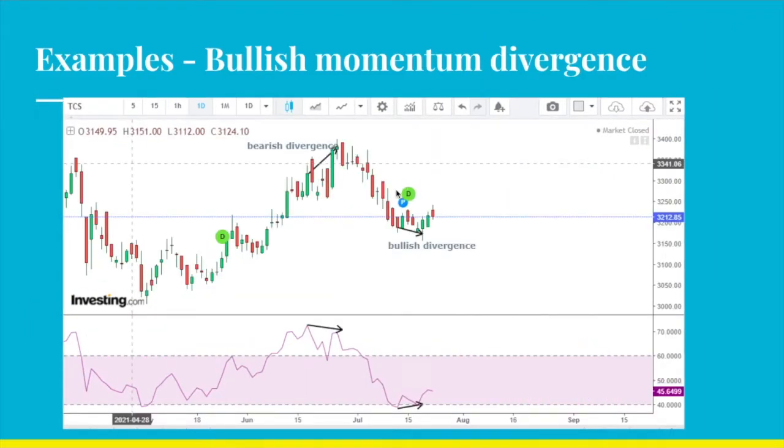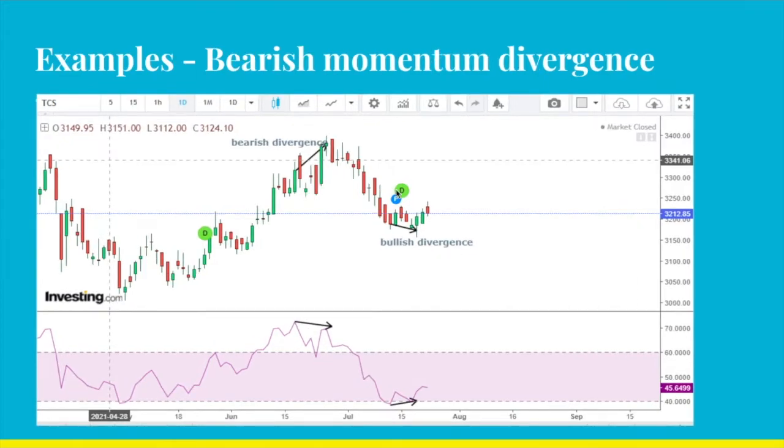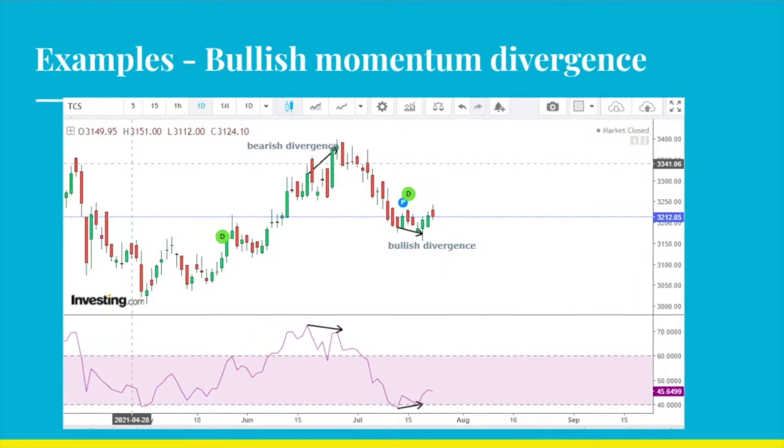Here is another example of a bullish divergence. This is TCS. In this example you have both of them. On the top is bearish, so in the bottom we'll see the bullish first. Here you can see that the price of TCS is coming down. At the same time, the momentum RSI indicator is showing that it is moving up. That means it's giving an early warning that price will go up, and accordingly it moved upwards.